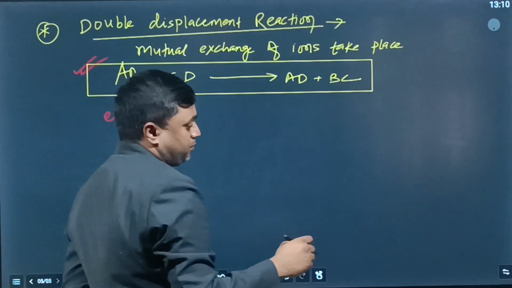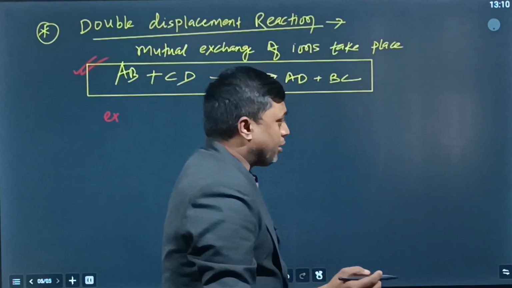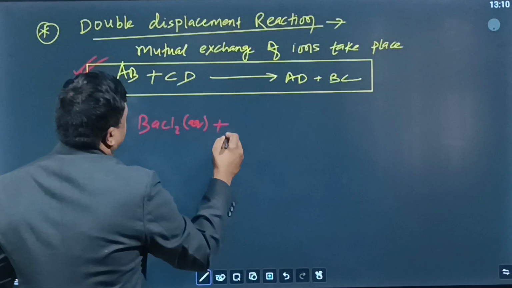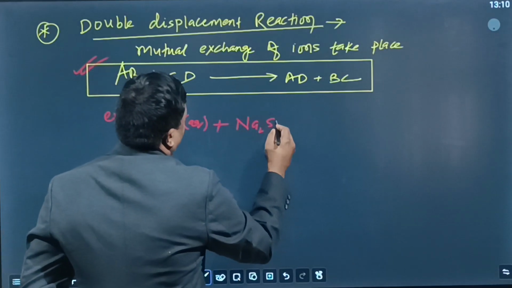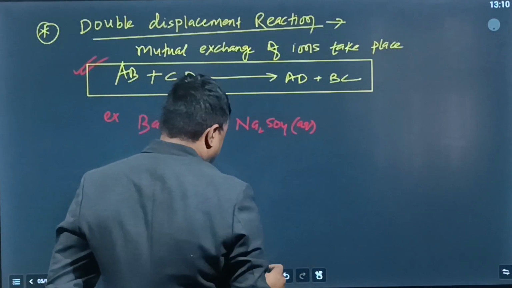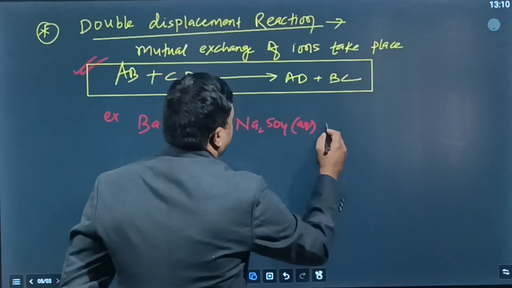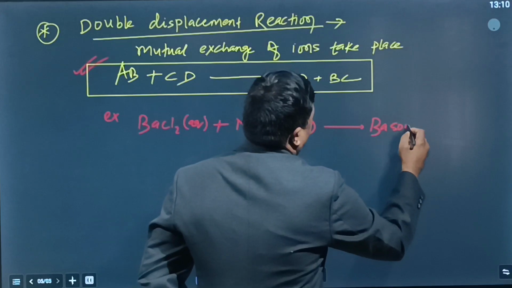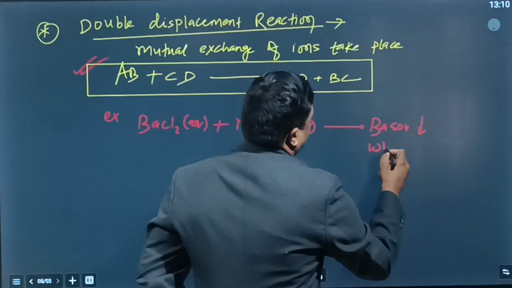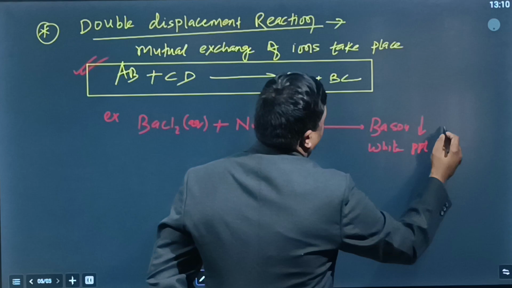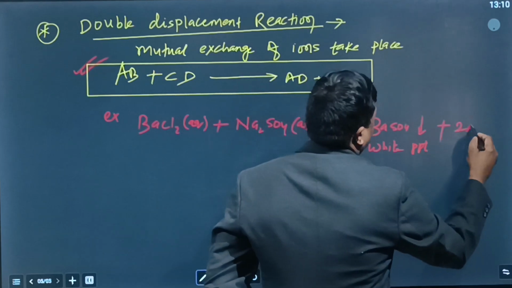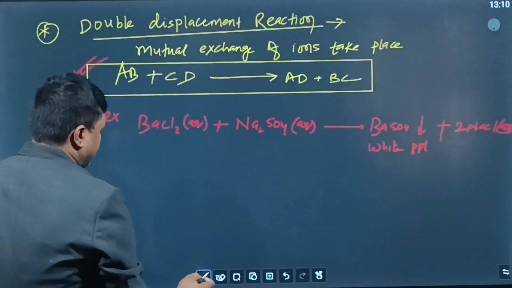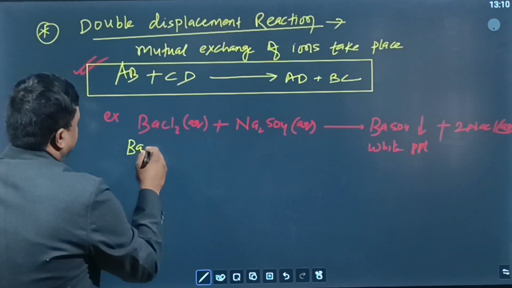Reaction of barium chloride, BaCl2, with sodium sulfate, Na2SO4. It gives barium sulfate, BaSO4. A white color precipitate of barium sulfate is formed, plus 2NaCl aqueous. So BaCl2 is nothing but barium chloride.